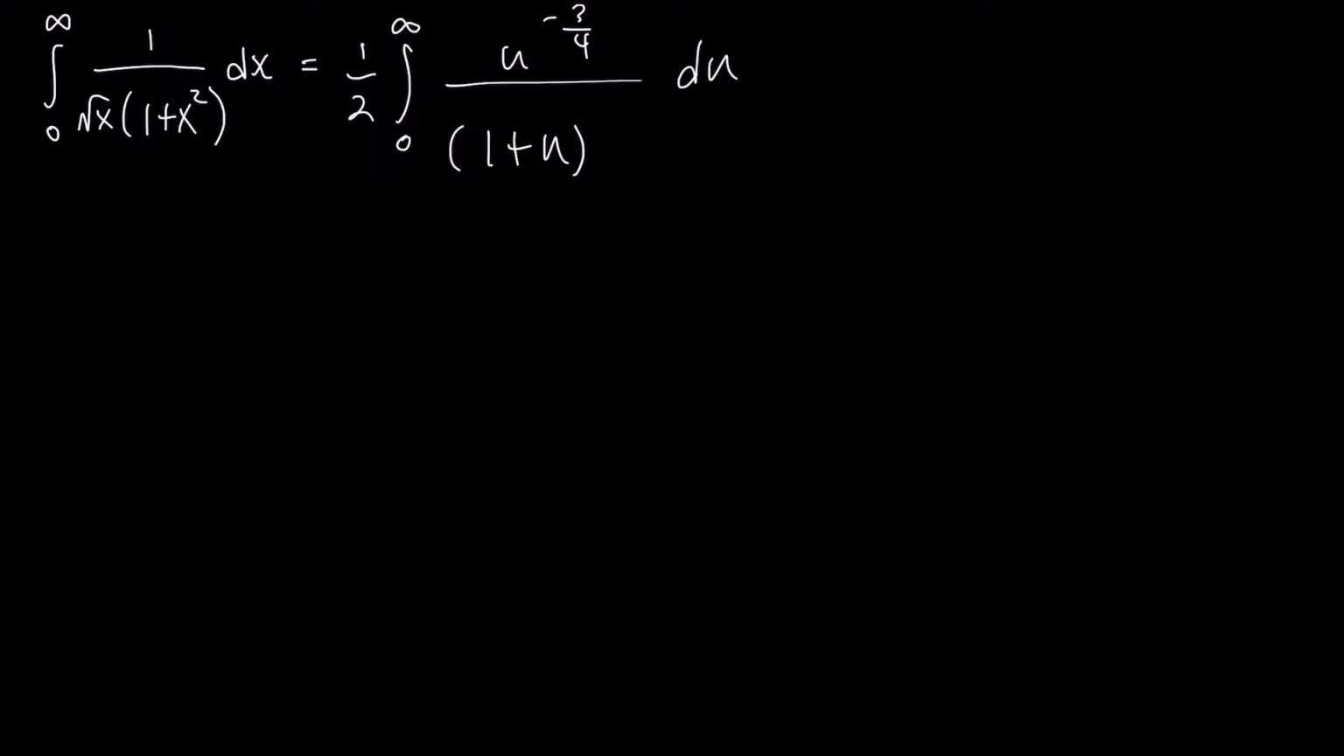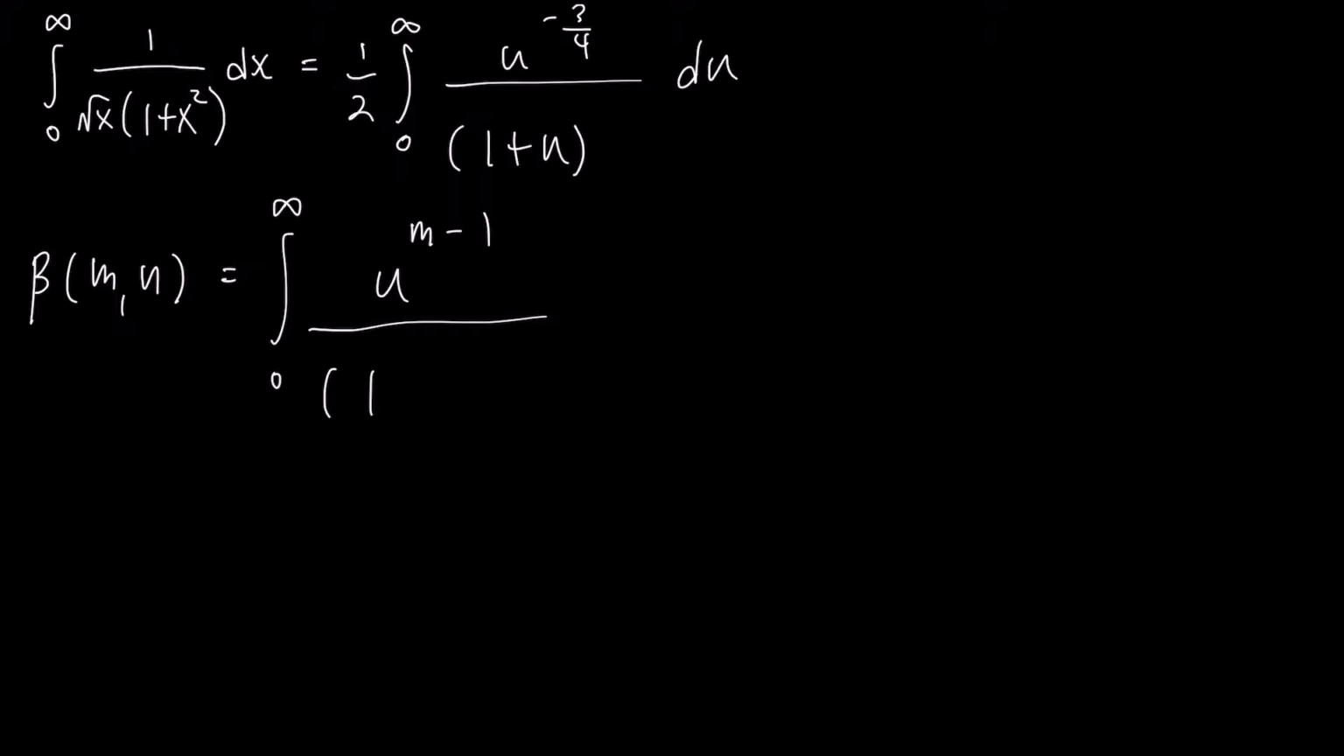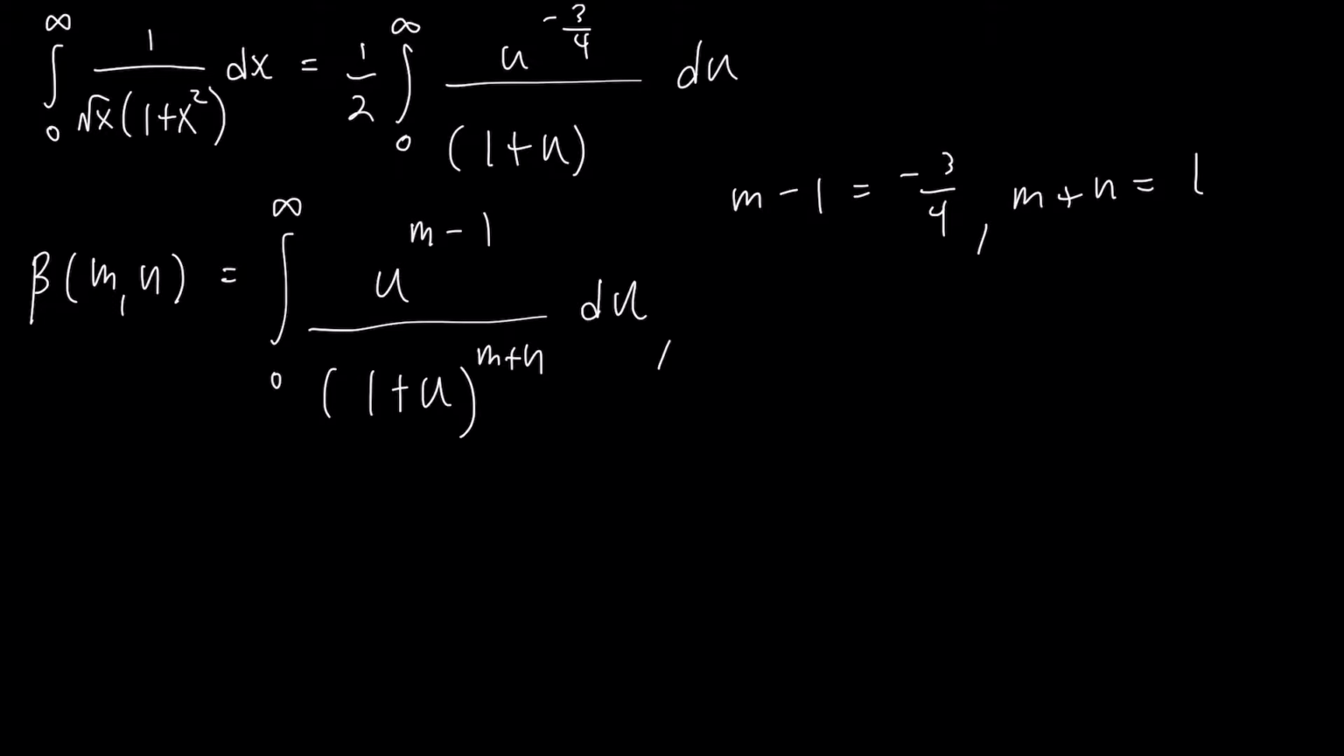And we will utilize a special function called the beta function. It says that beta of m comma n is equal to the integral from 0 to infinity of u to the m minus 1 divided by 1 plus u to the m plus n power du. We'll just match coefficients. So we'll have m minus 1 equals -3/4, and m plus n is equal to 1.